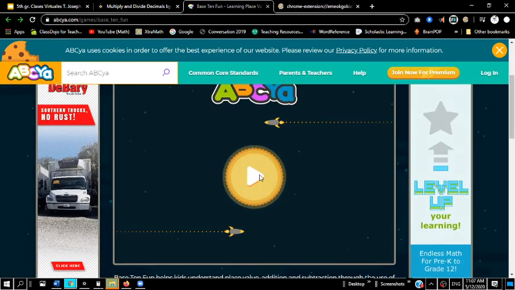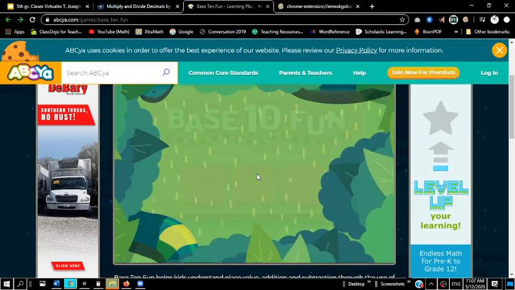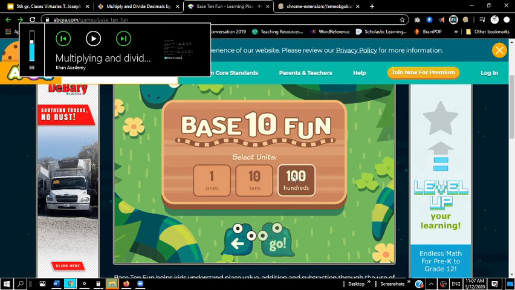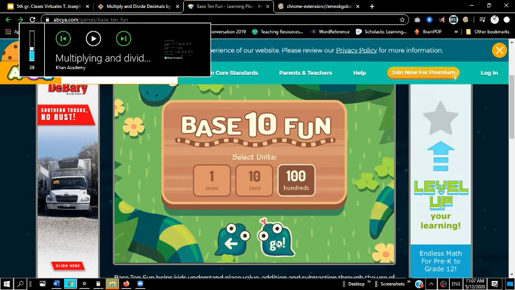So for example, let me just quickly show you this. Base 10 fun. Read and make hundreds. Practicing making those base 10 numbers, okay?